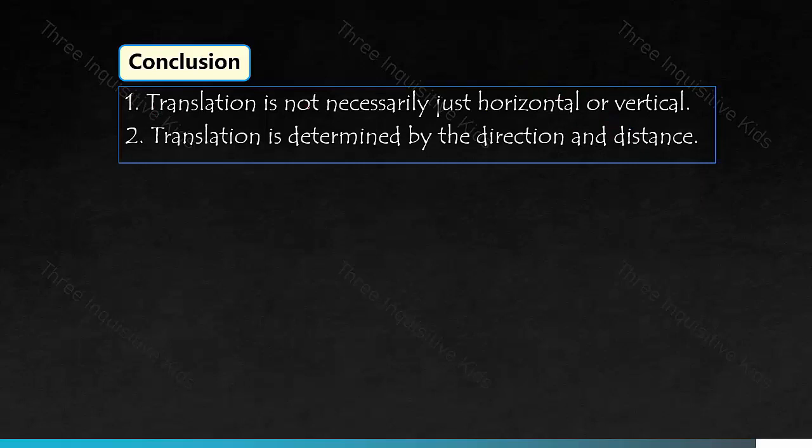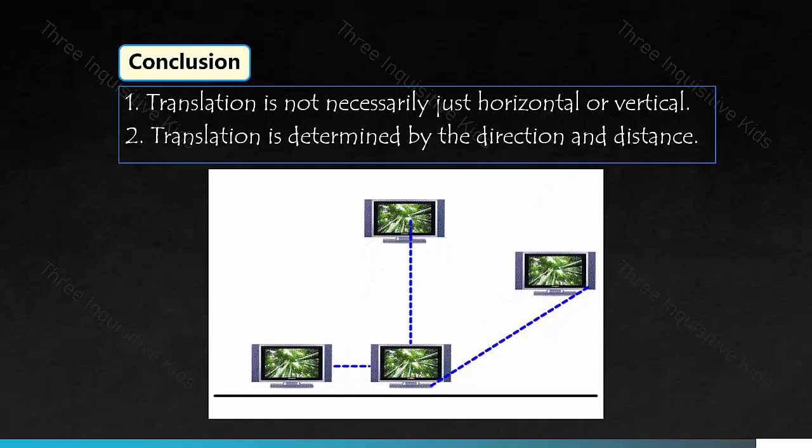Conclusion. Translation is not necessarily just horizontal or vertical, and translation is determined by the direction and distance. For example, when you are translating something, it doesn't have to be moved just up or just horizontally. It can also be moved diagonally as long as its shape and size do not change. And in order to translate something, there are 2 variables you have to confirm. One is its direction, so in which direction are you moving this figure, and the other is how much you are moving this figure. How many units to the left, how many units down, how many units up, how many units along this slope, how many units to the right.